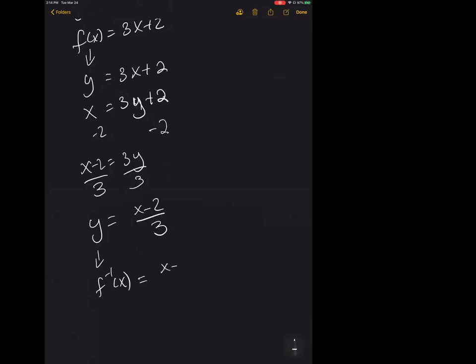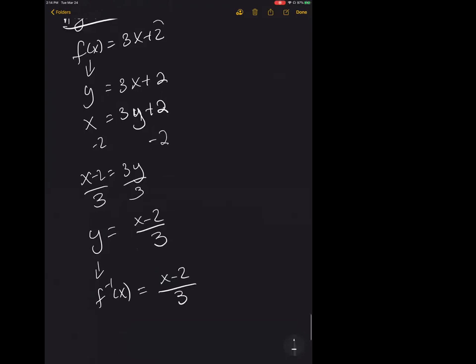X minus 2 is 3. Now this is obviously the inverse function because it does the opposite of this function. See how the original function added 2? This function is now subtracting 2. See how the original function multiplied by 3? This function now is dividing by 3. That lets me know that it is the inverse function because it's reversing the operations of the original function.